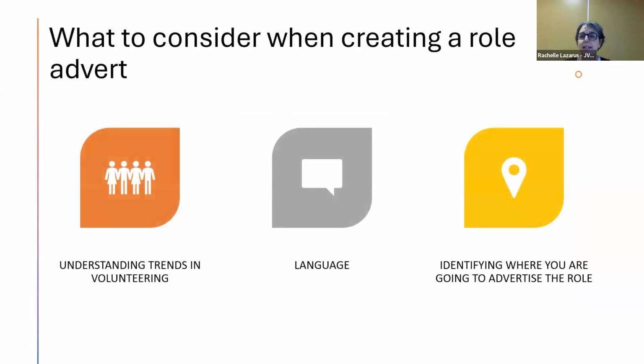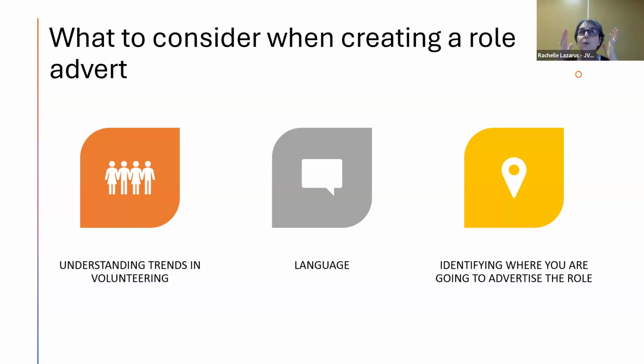The other thing that I think is really important to consider when creating a role advert is current data and trends. I'm sure we've all quoted and been quoted Time Well Spent till we're pink in the face. What they've said is that for the 10th year running, ongoing volunteering is going down.